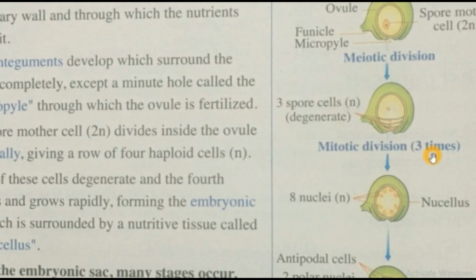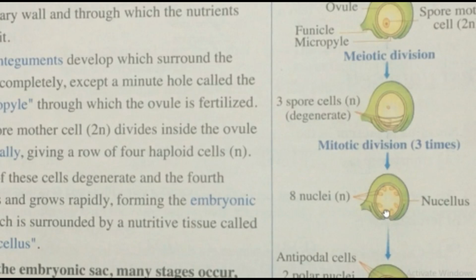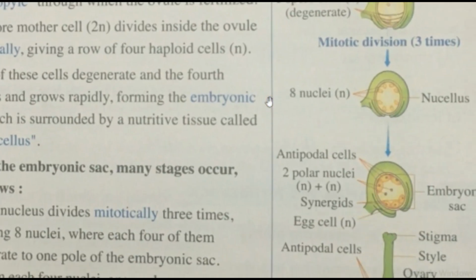The nucleus of the spore cell will divide mitotically. The nucleus will divide mitotically 3 times to make 8 nuclei. Each of them has the same number of chromosomes as the parent cell, n chromosomes. Of these 8 nuclei, 4 of them will migrate towards each pole, and then one from each group will migrate towards the center, so they are called two polar nuclei.